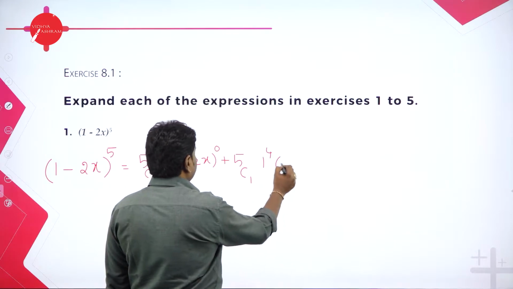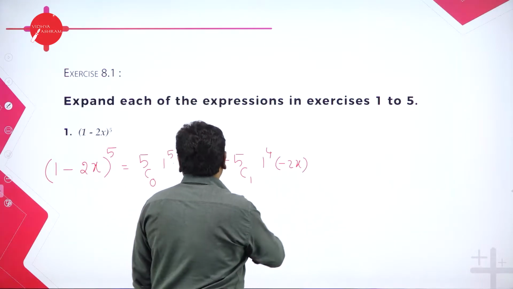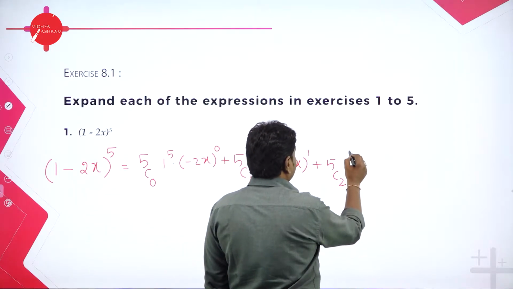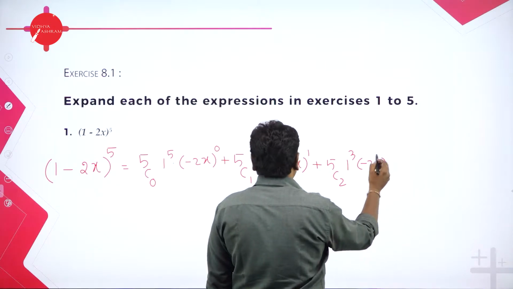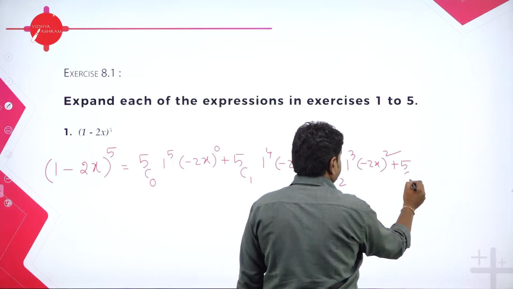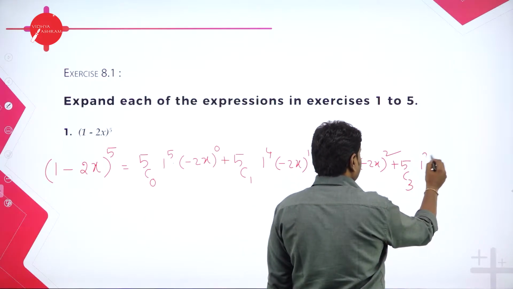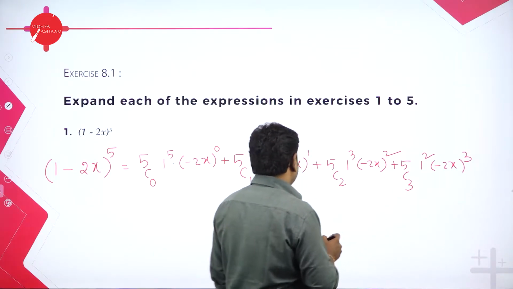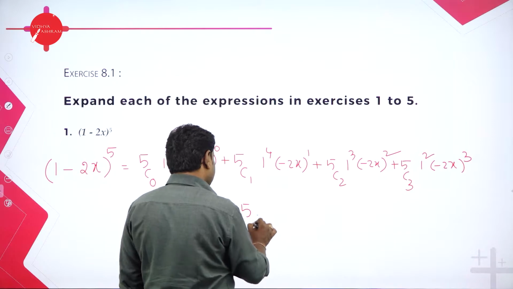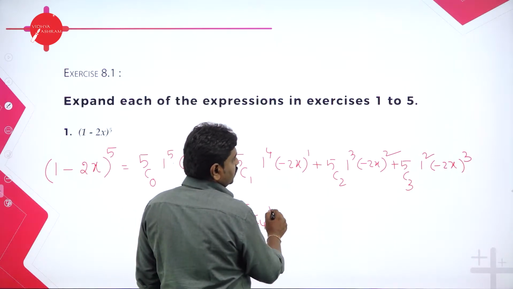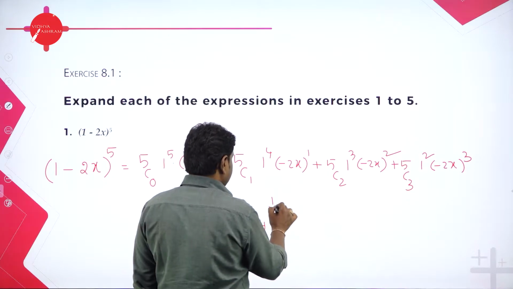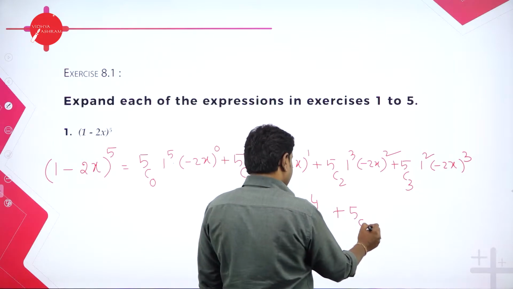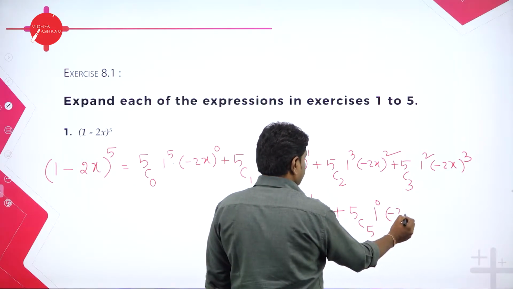Then 5c1, 1 power 4, minus 2x power 1. See, the 1 power decreases, the second term power increases. Then 5c2, 1 cube, minus 2x square. Then 5c3, 1 power 2 and minus 2x power 3. Then 5c4, 1 power decreases, it will become 1 power 1 and minus 2x power 4. Then 5c5, 1 power 0 and minus 2x power 5.